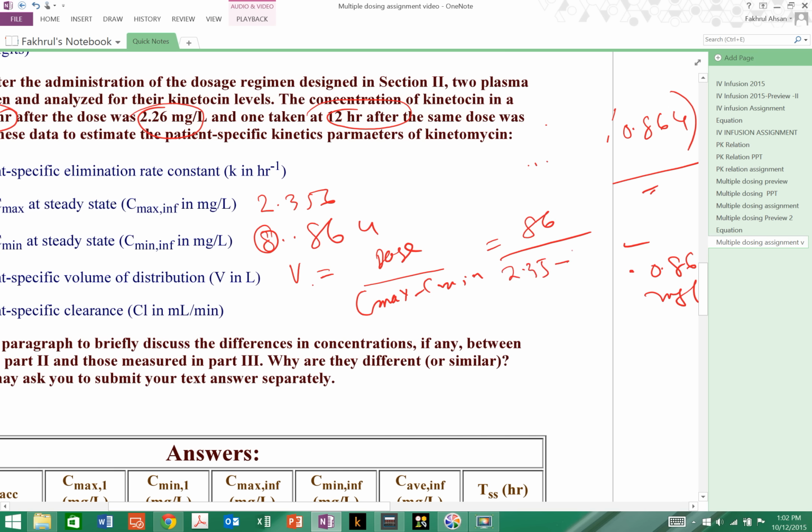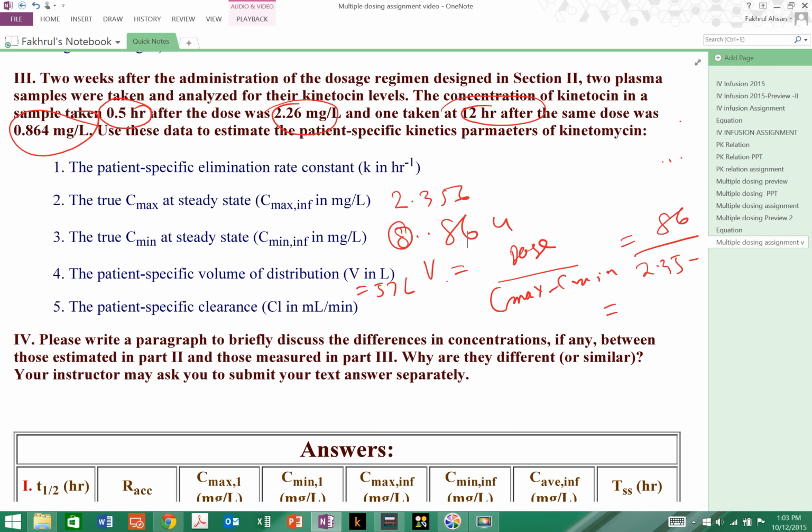So you use dose 86, and then your Cmax was 2.35 minus 0.864. This should give you a volume of distribution, which is, I think in this case, 57 liter.